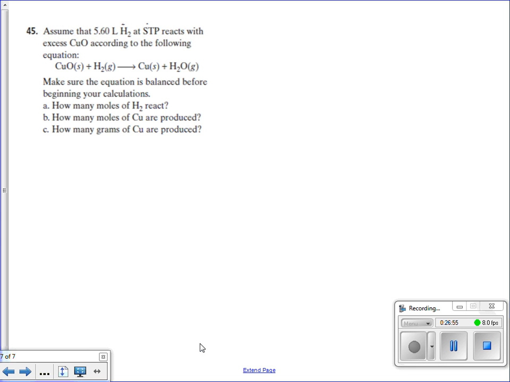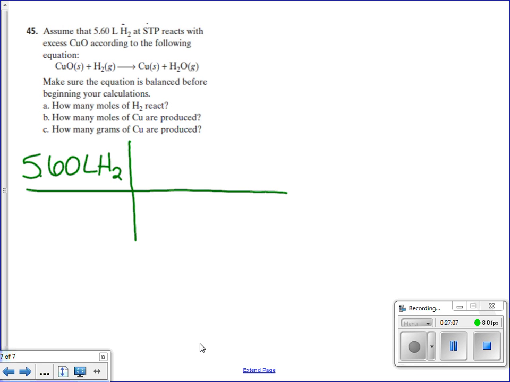How many moles of H2 react? Well, start with the number they give you in the problem. We have liters. The only conversion factor we know about liters is 22.4 liters is equal to 1 mole. So I'm going to put 22.4 liters on the bottom, 1 mole of H2 on the top. Once you get your answers in moles, you need a mole ratio. Oh wait, it says how many moles of H2 react. We've got moles, we've got H2, so we can stop. We don't need another box. I was getting carried away.